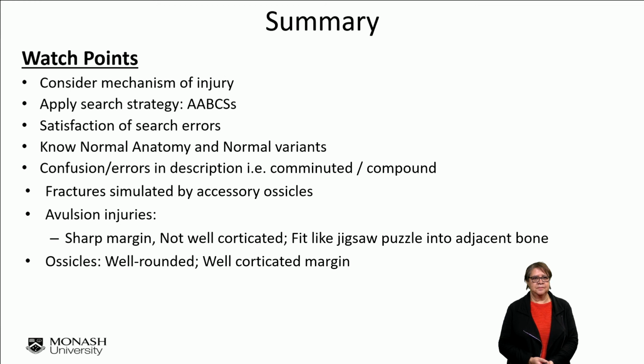open fracture. Remember that fractures can simulate accessory ossicles, and then with avulsion injuries, these normally will have a sharp margin. They are not well corticated, and they should fit like a jigsaw puzzle into the adjacent bone. Whereas with ossicles, they are well rounded and have well corticated margins.